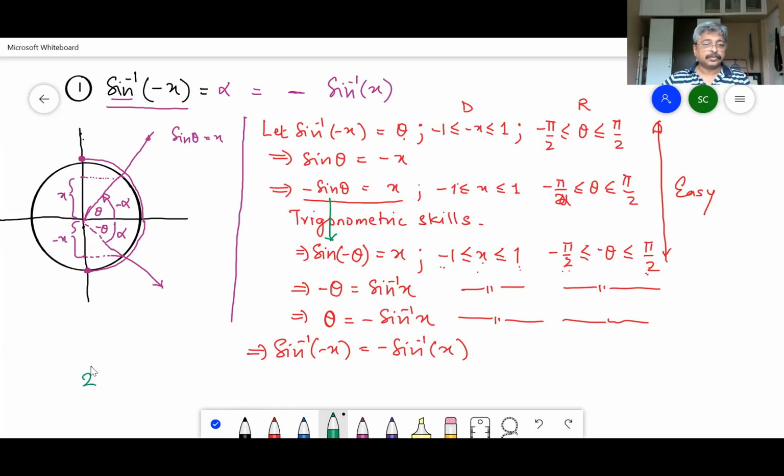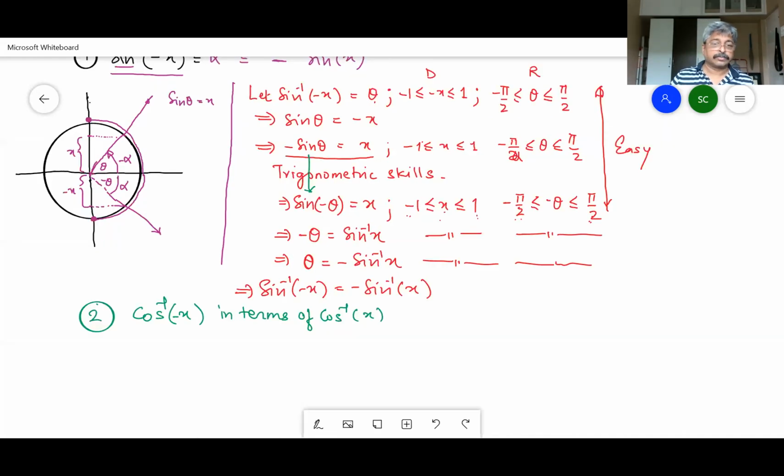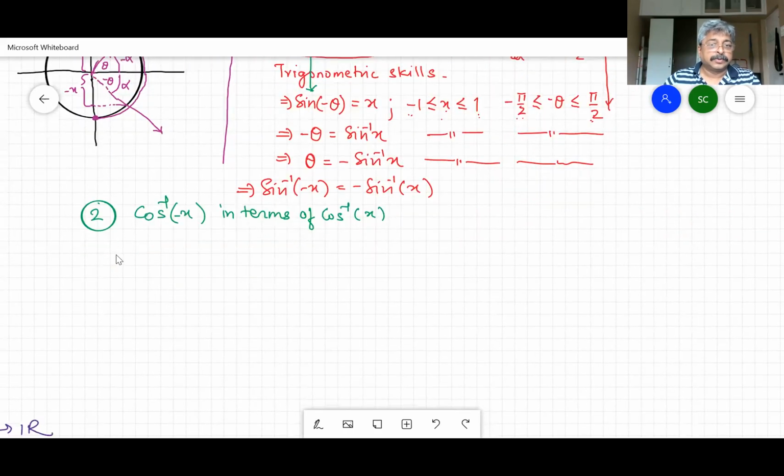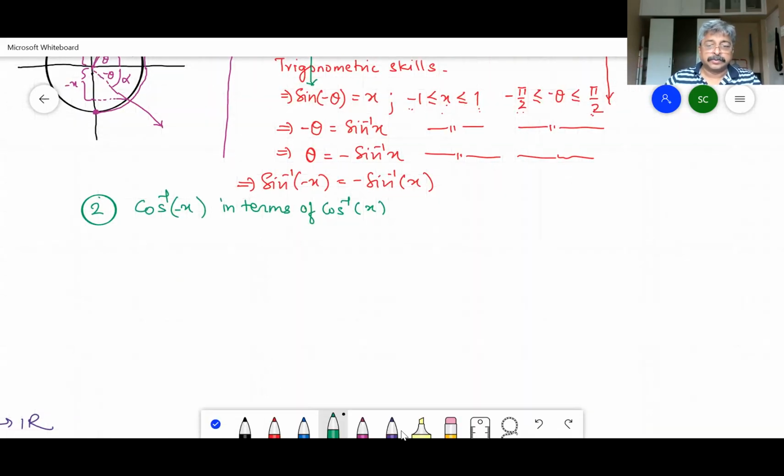Okay, so the next problem is to express cos inverse of opposite of x in terms of cos inverse x. Geometrically, let us do it first. Unit circle.